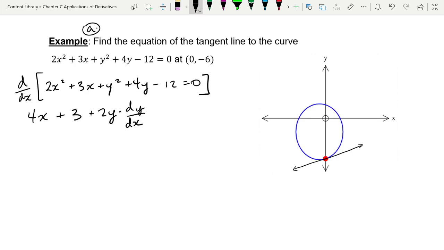Same thing for the next one. I'm going to call that 4 dy/dx. And of course the derivative of 12 is 0, and the derivative of 0 is 0. So there's my equation.